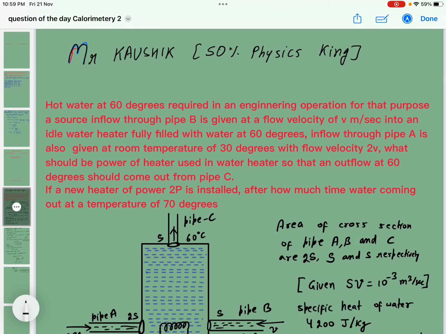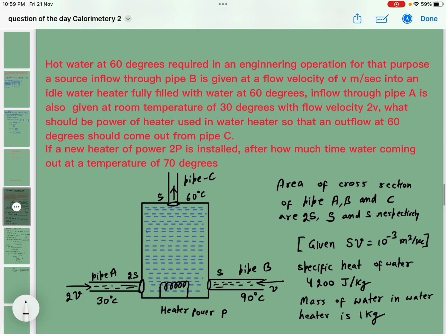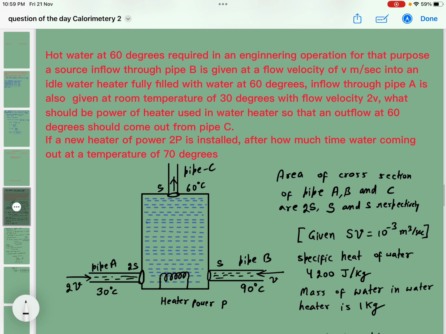Dear students, here is a detailed solution of open book challenge 4.0. Mr. Kaushik has sent the right answer, but the answer of part A is correct, while the part B answer is incorrect. That's why I'm saying 50% physics, right? So well done, Mr. Kaushik, very good, I like it. Okay, so now here is the detailed solution method.